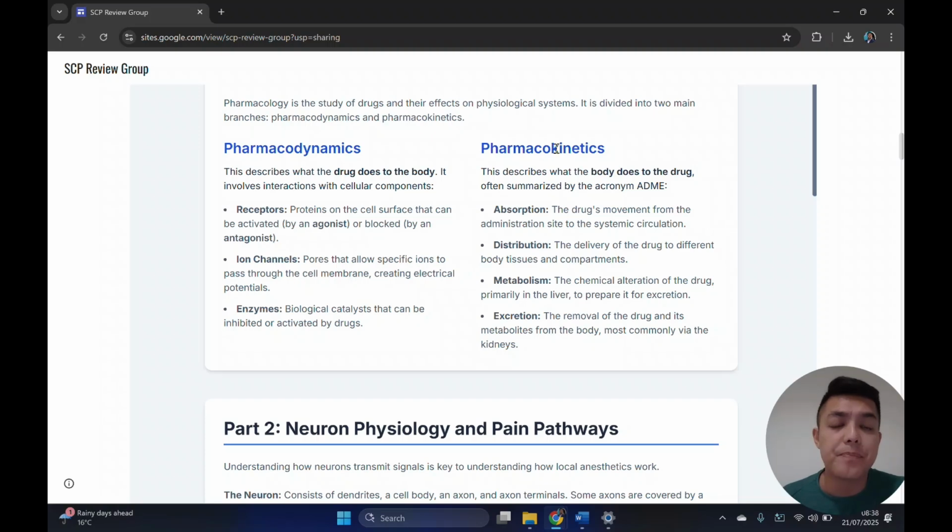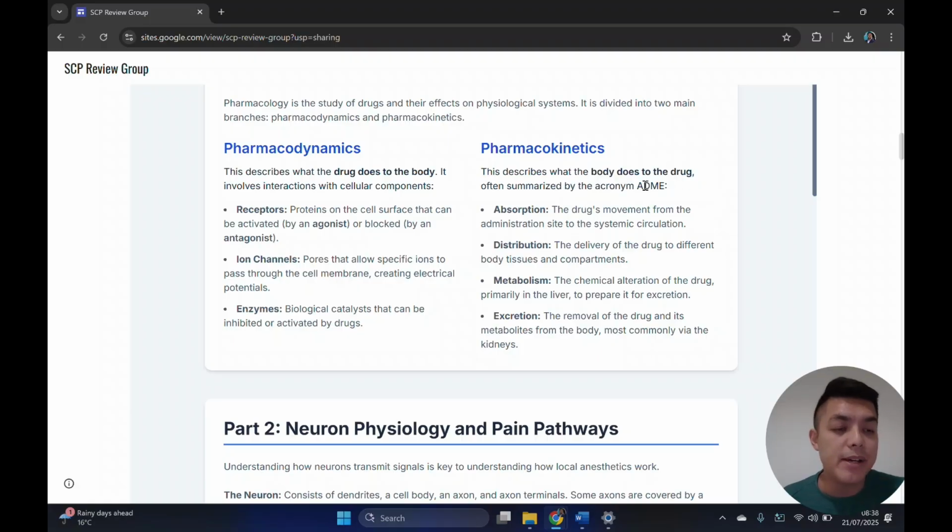If you remember your physics class, your kinetic energy. It's when you move. You use your body when you're moving. So it's what the body does to the drug. Pharmacodynamics, what the drug does to the body, double D's. And kinetics, what the body does to the drug.